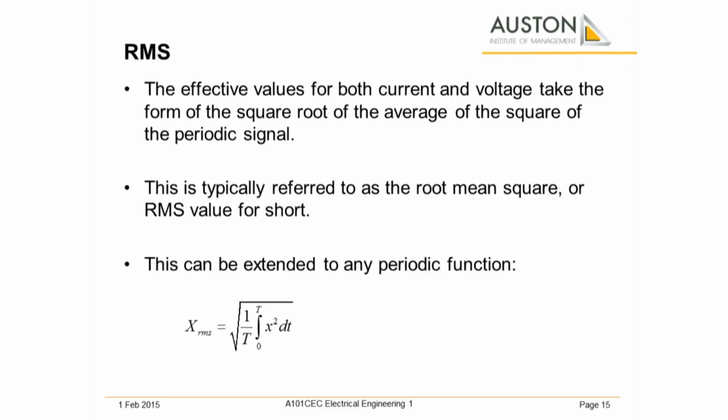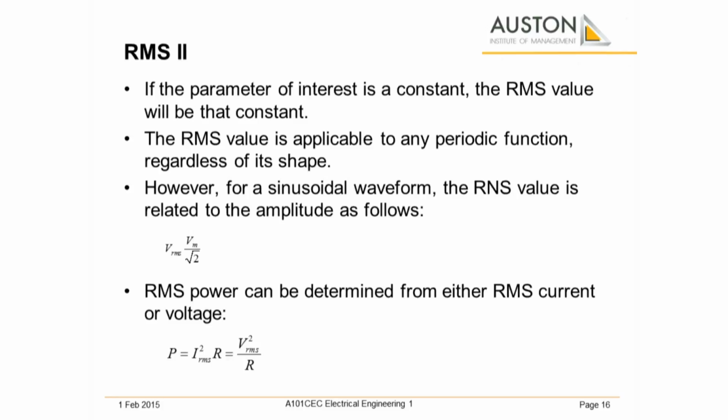The RMS value is applicable to any periodic function regardless of the shape. But since the waveform of interest is a sinusoid, we can say that the RMS value of a sinusoid is equal to the peak value divided by the square root of 2. Thus, the RMS voltage is equal to V sub m divided by square root of 2, and the RMS value of current is equal to I sub m divided by square root of 2.